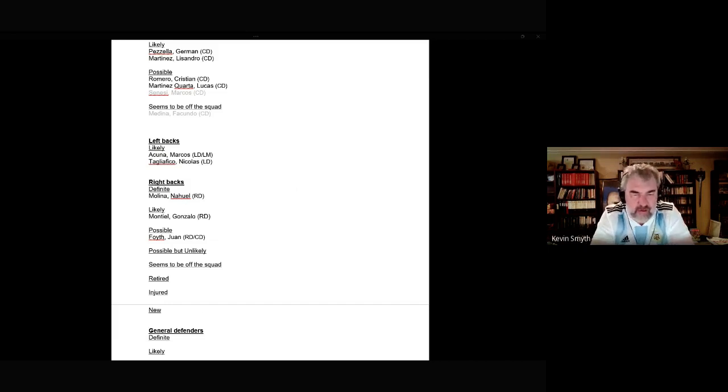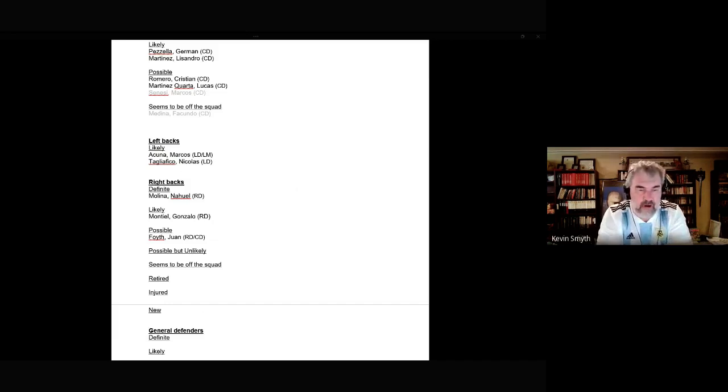So in the 2021 Copa America, he was actually the starter. So we see that he and Molina kind of shared the position, but now Molina seems to have taken it over as the starter, leaving Montiel as the backup there.